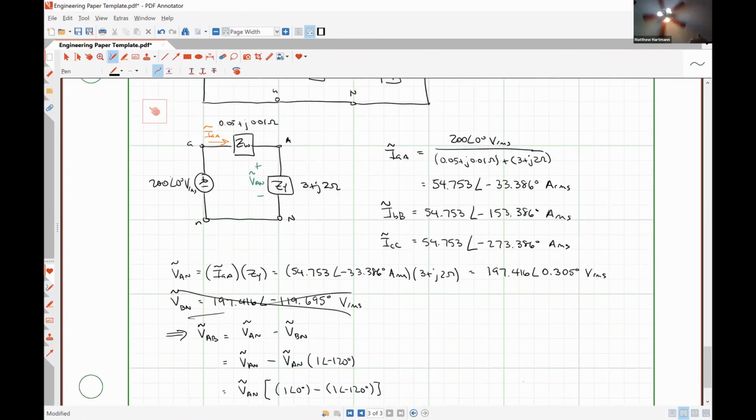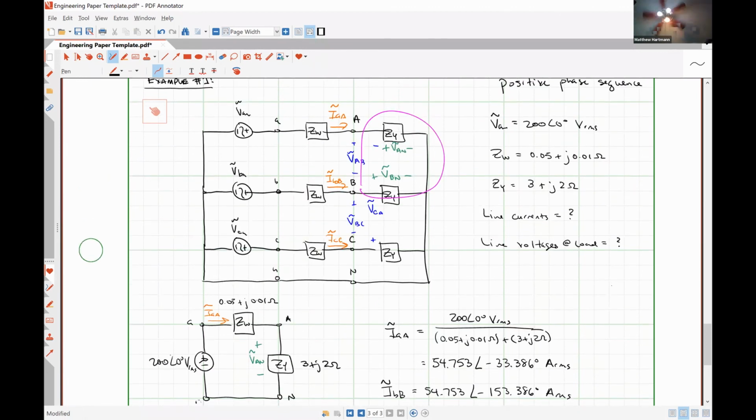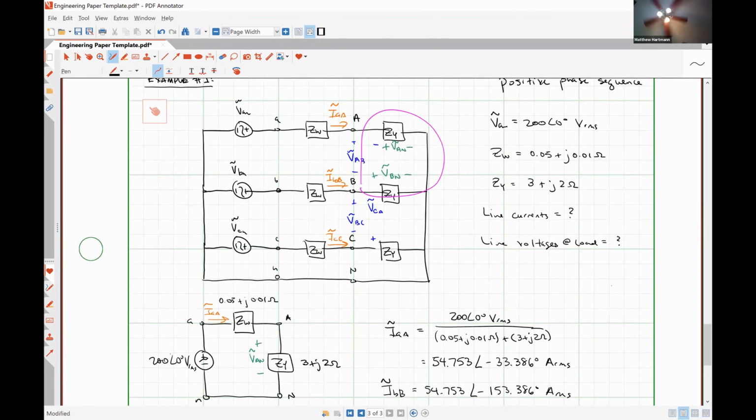So on Thursday, what we're going to do is more formally develop transformations that will allow us to convert any balanced three-phase circuit into a balanced YY circuit, because using the single-phase equivalent circuit is the easiest means by far of analyzing the three-phase circuit.